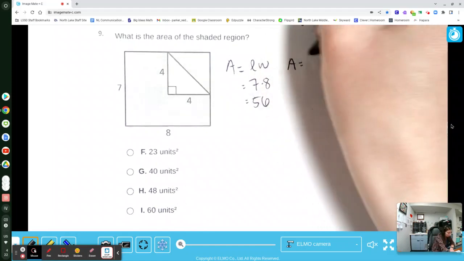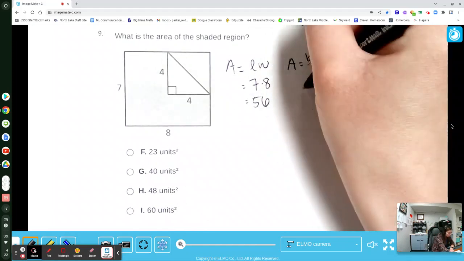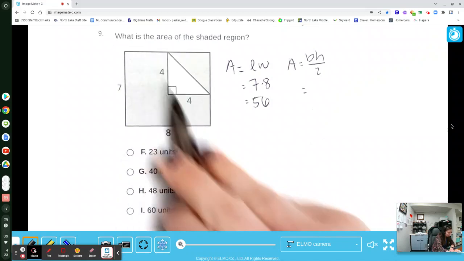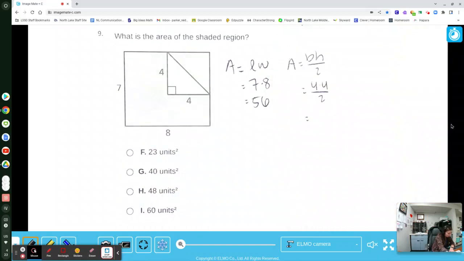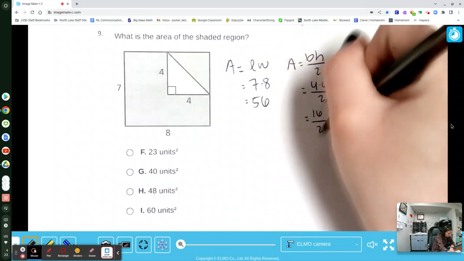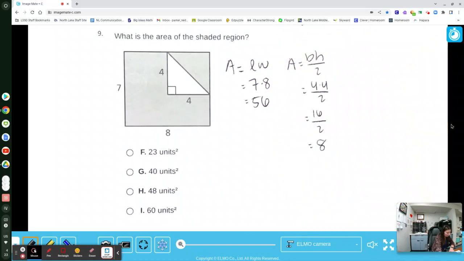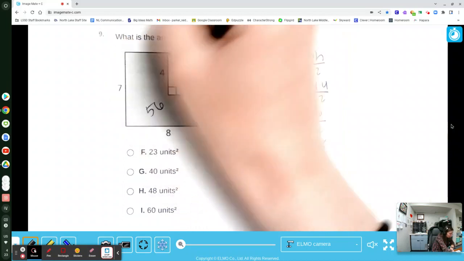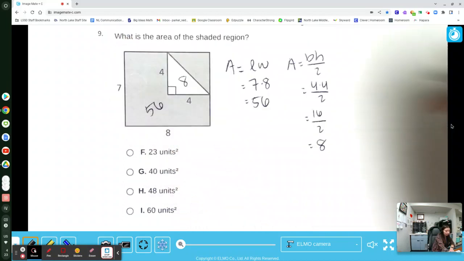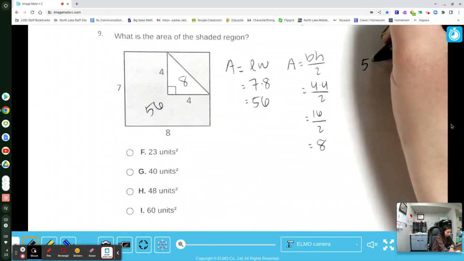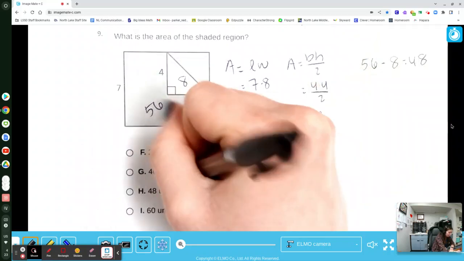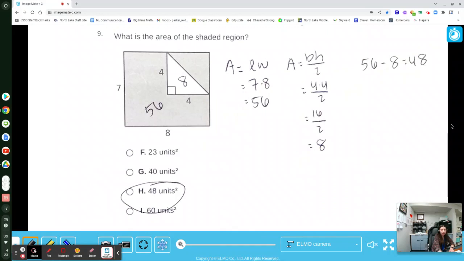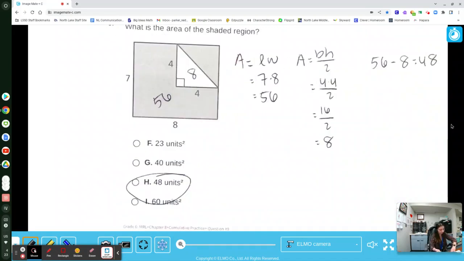The area of a triangle would be base times height divided by 2. The base and height are both 4. So 4 times 4 divided by 2. 4 times 4 is 16, and 16 divided by 2 is 8. So the entire thing is 56. The cutout piece is 8. So now I'm going to go ahead and do 56 minus 8, and I get 48. So the area of the shaded region is 48 units squared, option H.